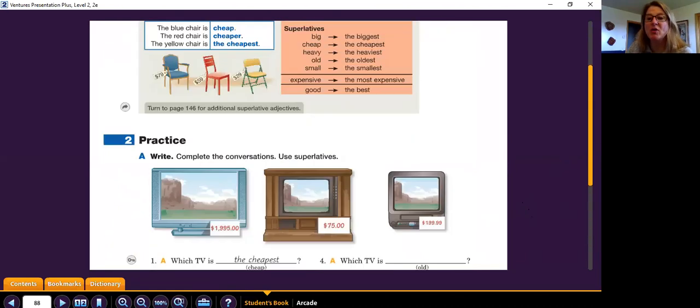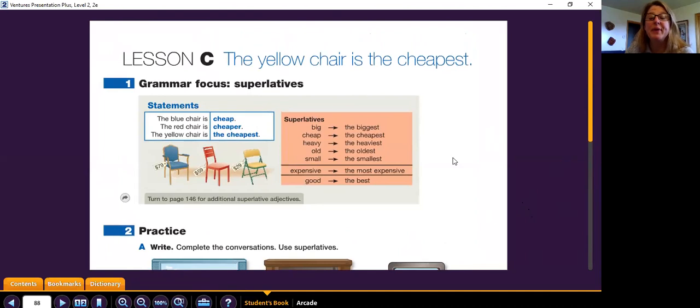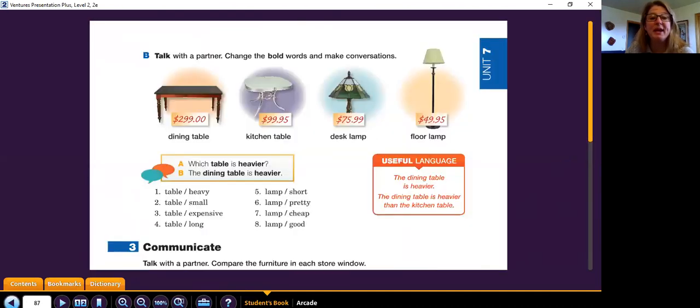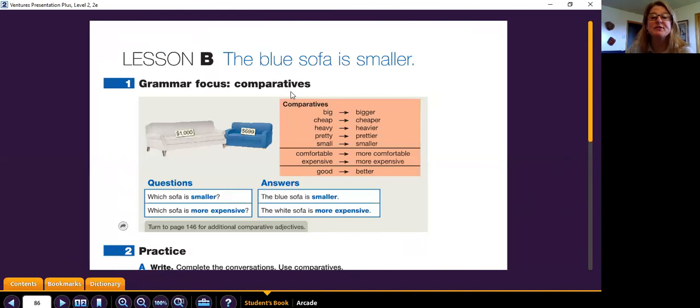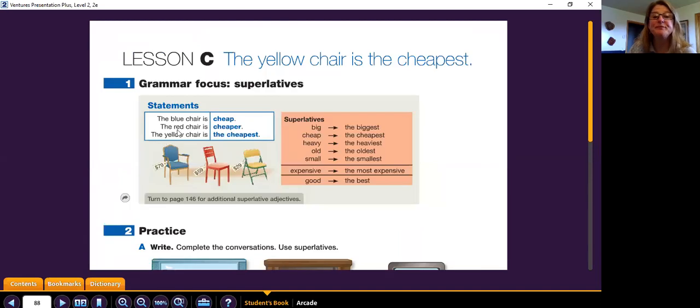So today we are talking about superlatives. And on Monday, we talked about comparatives. So comparatives in lesson B is two nouns. Here we compared the white sofa and the blue sofa. It's two things. Superlatives is comparing three or more, okay? So in the example here, there are 3 chairs, and so we're not just comparing 2, now we're comparing 3 things.